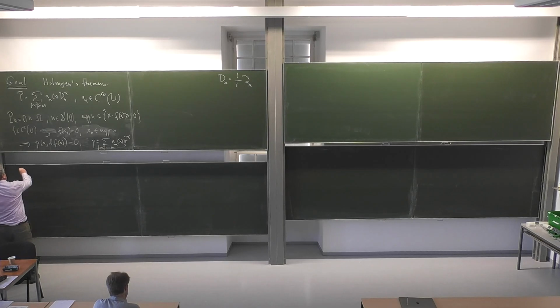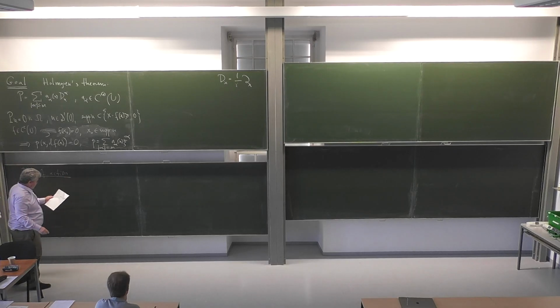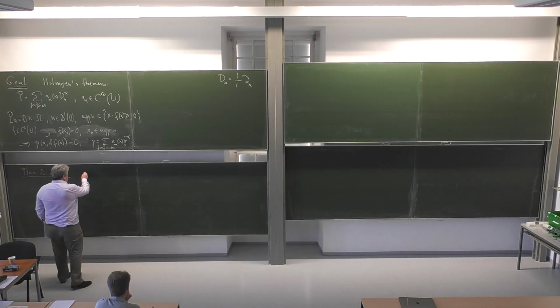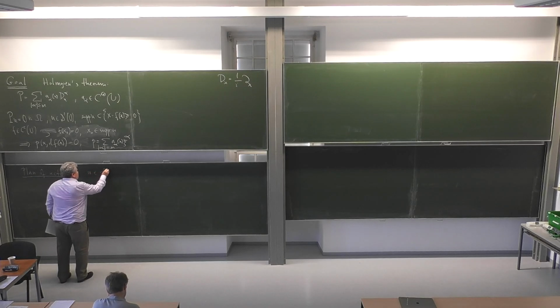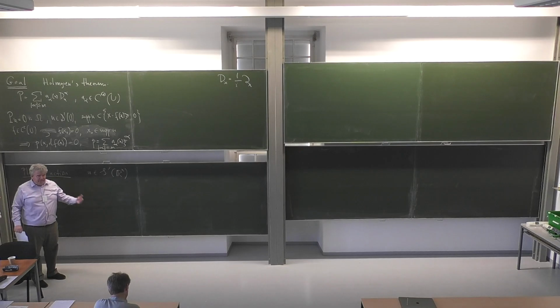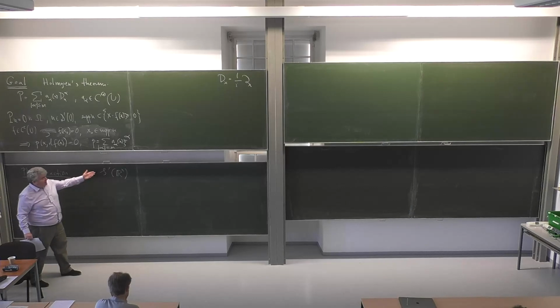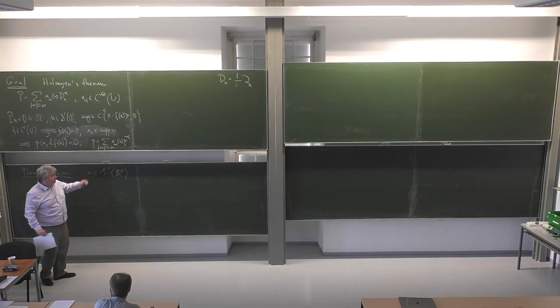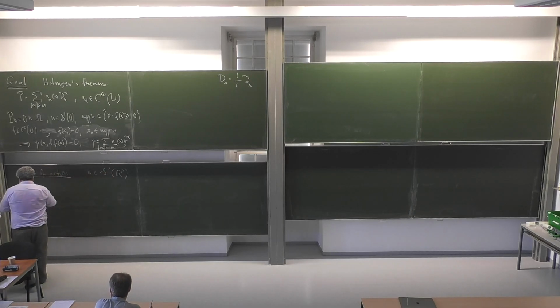And the plan of action is the following. The plan of action is to consider solutions which are tempered distributions. So just to remind you, the Schwartz class is the set of all functions which decay faster than any polynomial, and all the derivatives decay faster than any polynomial. S prime is the dual space to that, so here you can take derivatives.